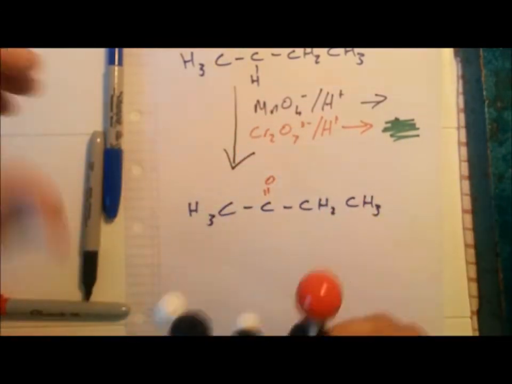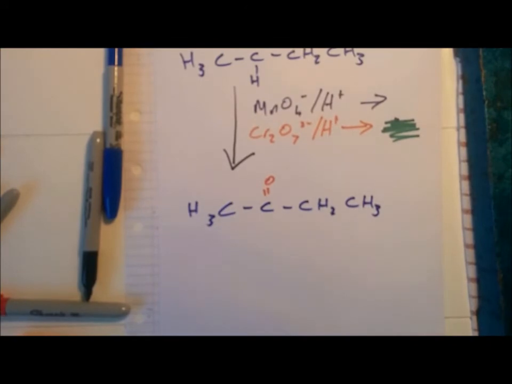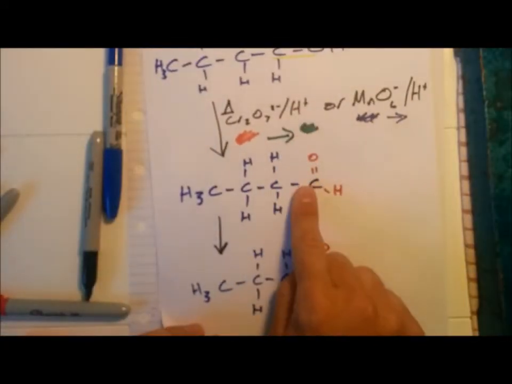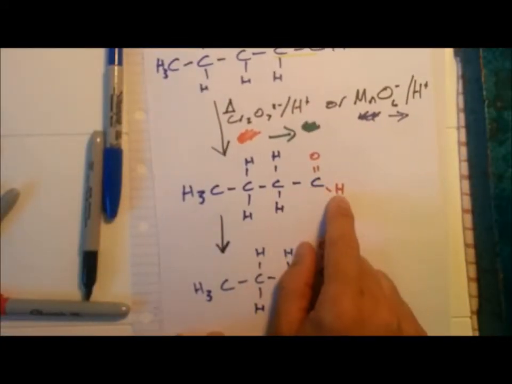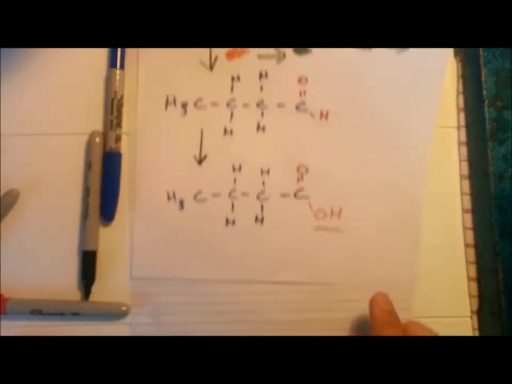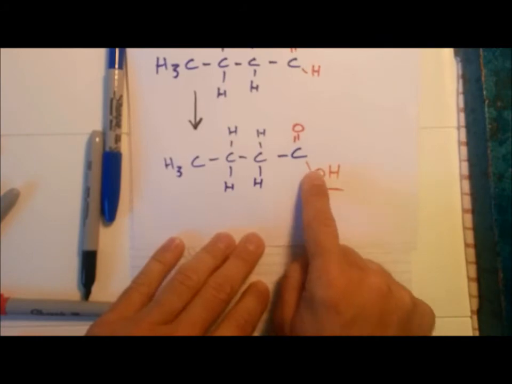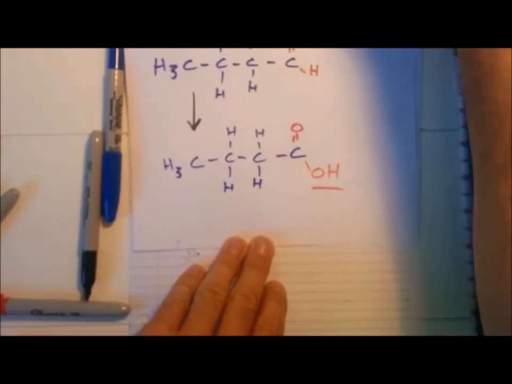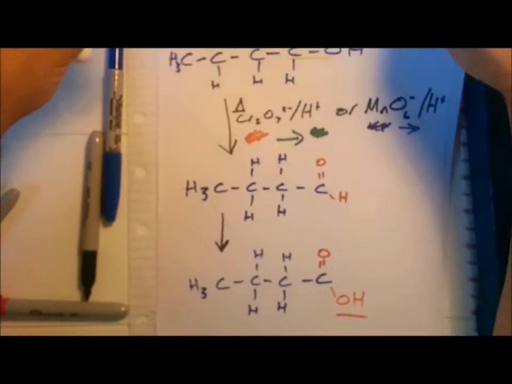Whereas with the primary alcohol, when we got it here, we had a carbon hydrogen bond, which isn't as strong, which is why we could add the extra oxygen into it to get the carboxylic acid. But in the case of a secondary alcohol, there is no free bond, so that we can't oxidize it any further than a ketone.